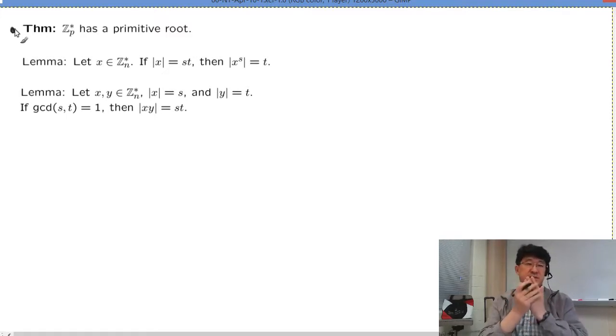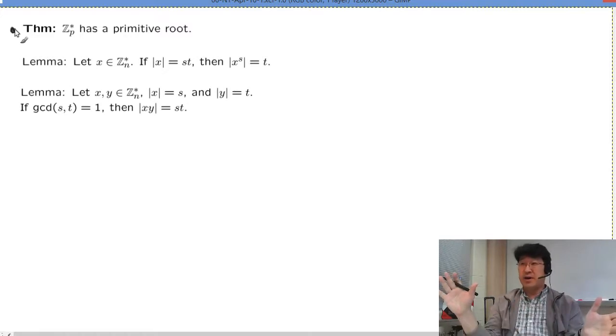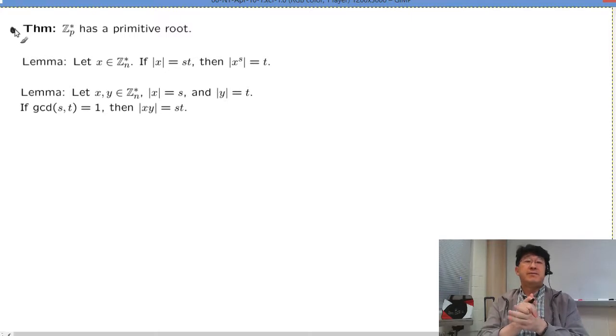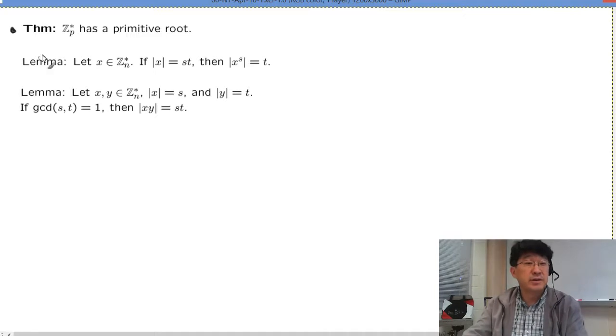What does the first lemma say? If x is an element of Z_n star, not necessarily prime, and if the order of x is s times t, then the order of x to the s is t, right? Okay, let's prove it. Is that exercise 5? Is that correct? Okay, exercise 5. Prove this lemma.